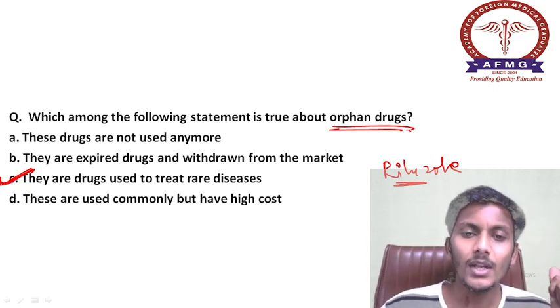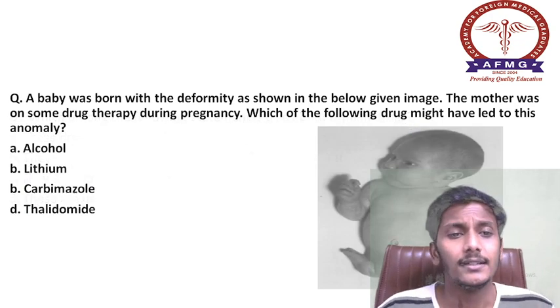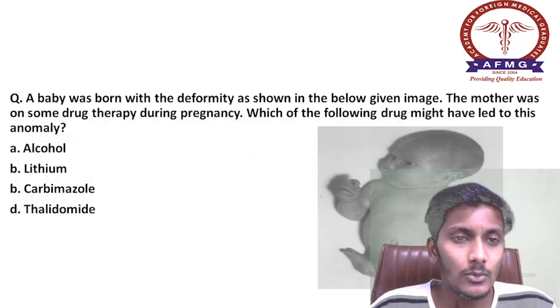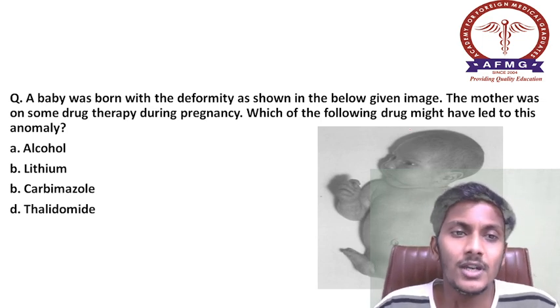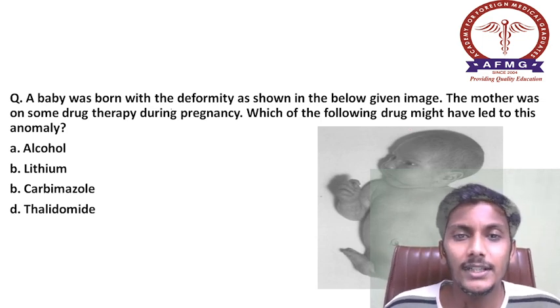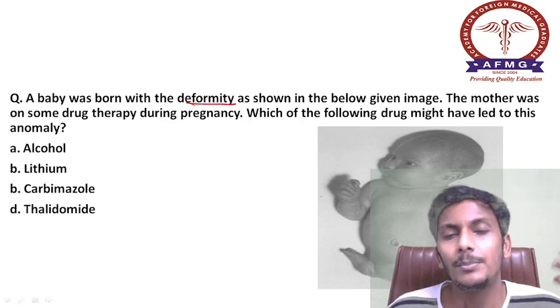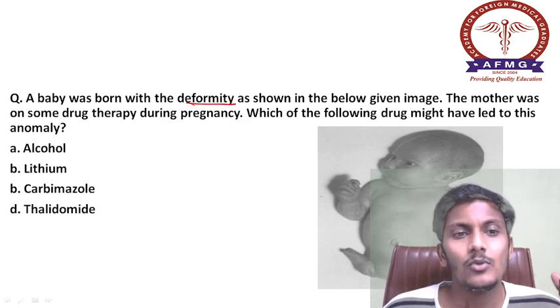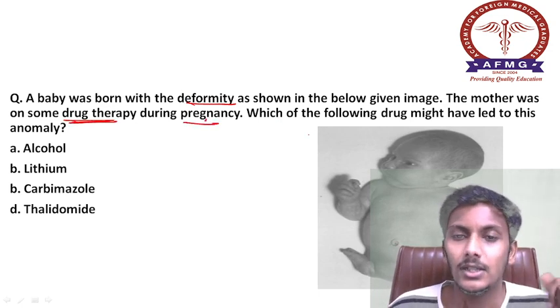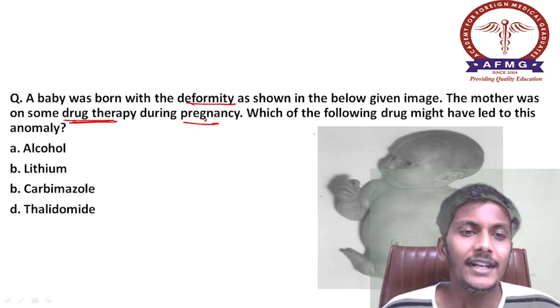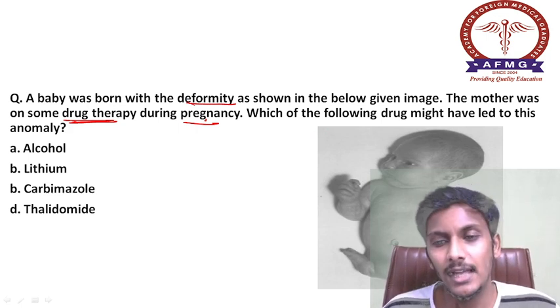Okay, moving further, then the image you can see in this question. Let's discuss what the question is first. A baby was born with the deformity as shown in the below given image. The mother was on some drug therapy during pregnancy. Important, there is a history of some drug therapy during pregnancy. Which of the following drugs might have led to this anomaly? So please see the image over here.